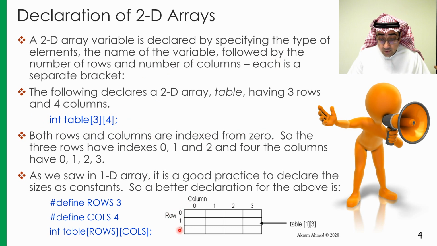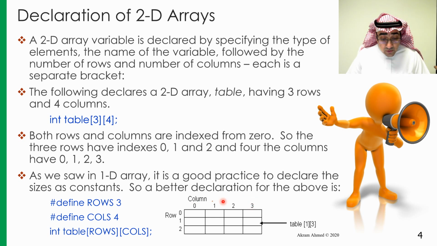1, 2, 3 rows and 1, 2, 3, 4 columns, all of them starting with an index of 0. Both the rows and the columns start with index 0. The rows go from 0 to the size specified minus 1, so 3 minus 1 is 2, and the columns go from 0 to the size minus 1. The size that was specified was 4, so 4 minus 1.